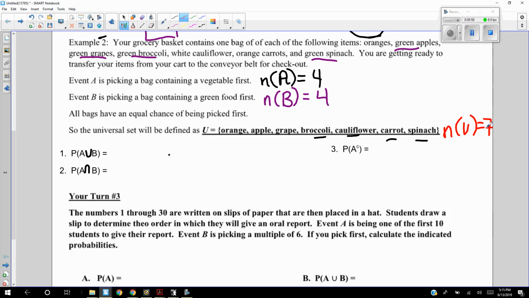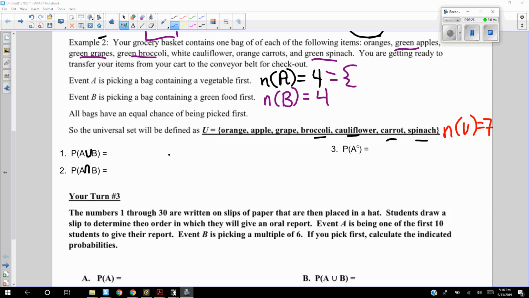So we want to know the probability of event A union event B. Remember, this is all the elements that are in A or B, or in other words, everything in A, everything in B. So some of you may be thinking, okay, well, there's 8 total elements in A and B, so it's 8 out of 7. Of course, that doesn't make any sense. But remember, there's some overlap here.